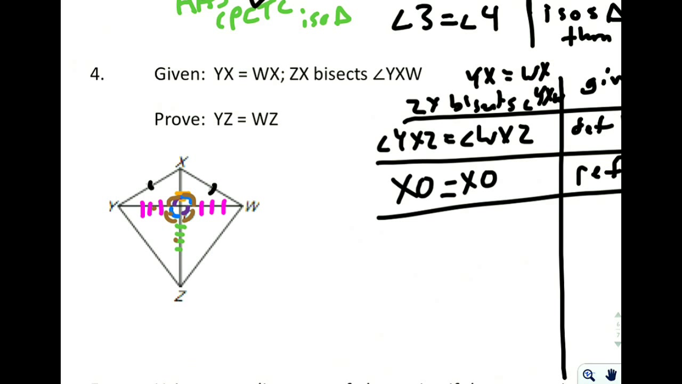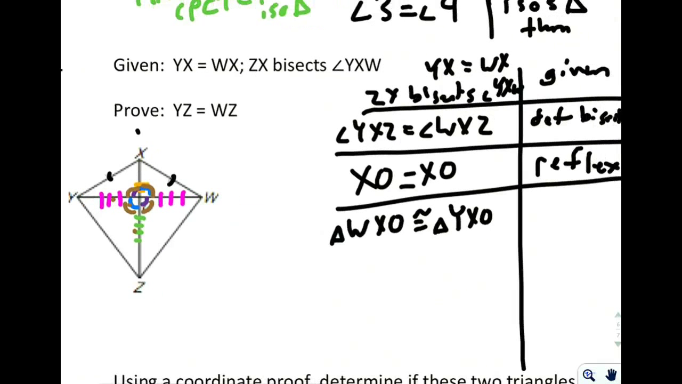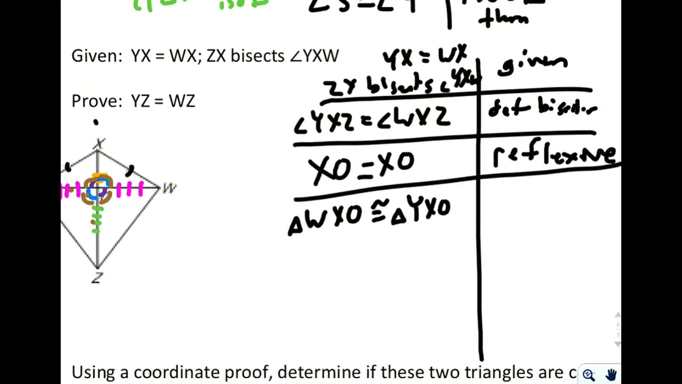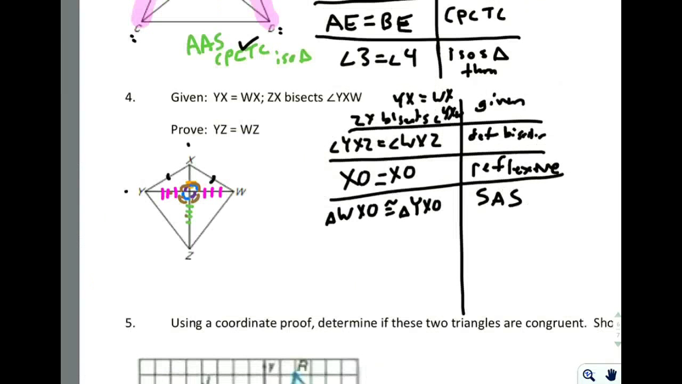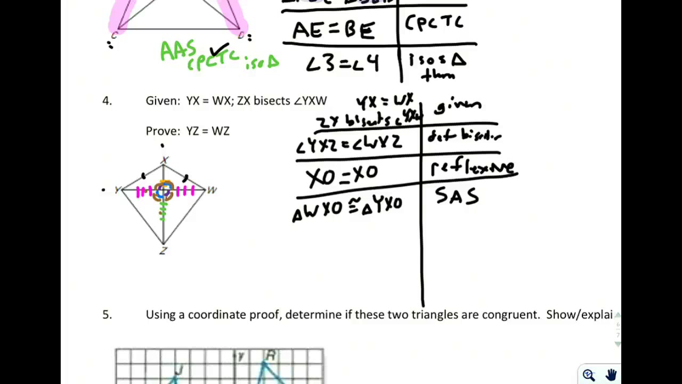Triangle WXO is congruent to YXO. So those two triangles are congruent to each other. And we did that by saying side, angle, side. So we have our two congruent triangles.